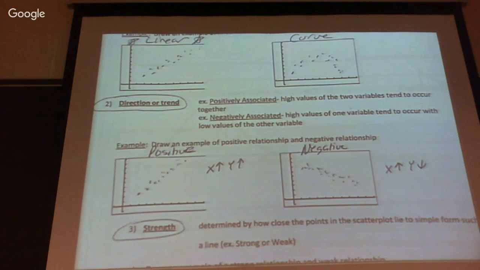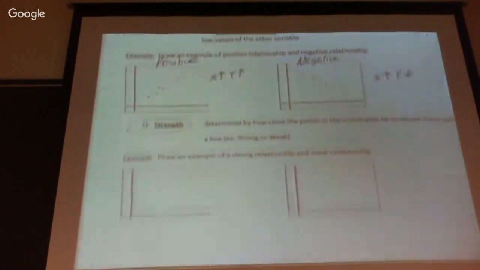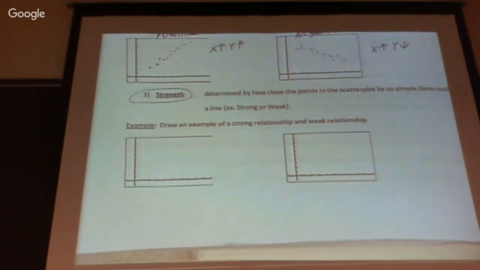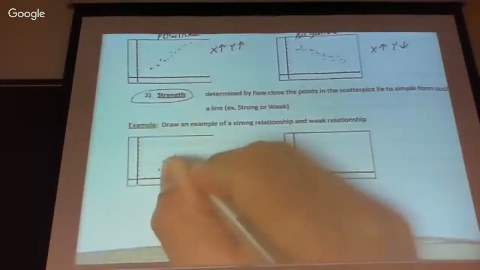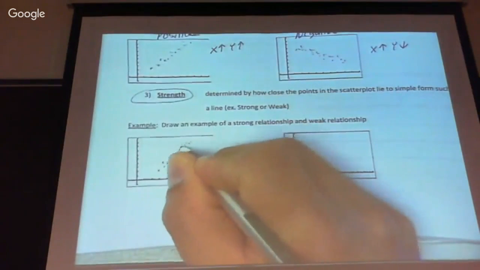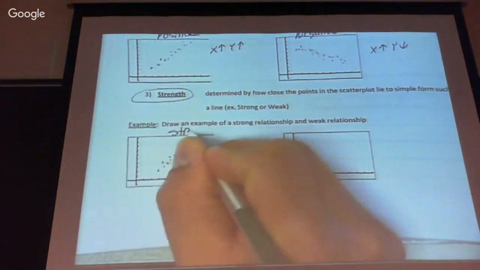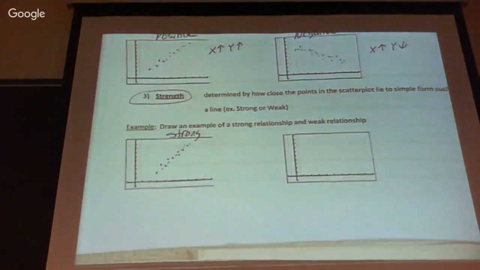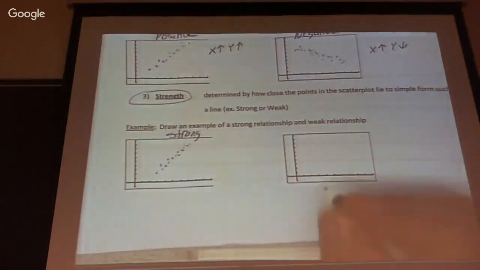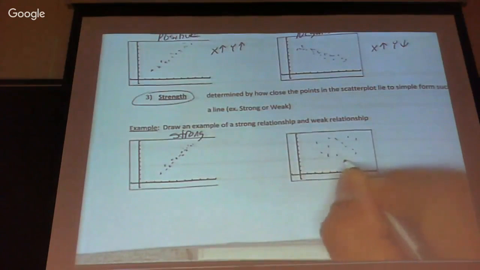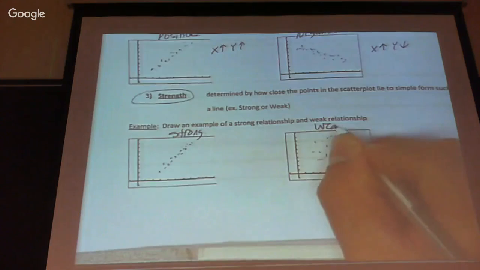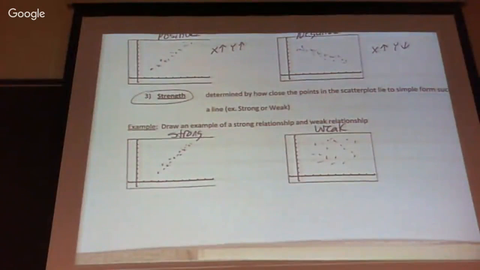And the last one's a little weird. The last one's called strength. And for right now, we're going to be a little black and white about it. We're going to say strong or weak. Okay? Well, if your dots are tightly together, we call that a strong relationship. But if your dots are all over the place, kind of scattered, we call that a weak relationship. Now, there's a million things in between, and we'll definitely talk about strength a little bit later. But for right now, strong and weak.